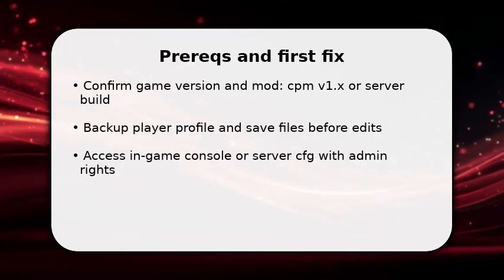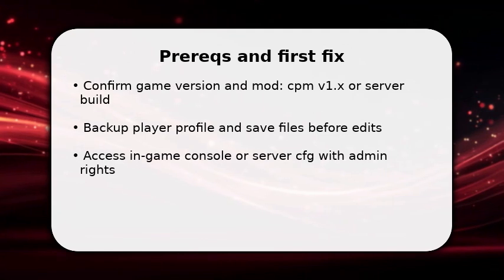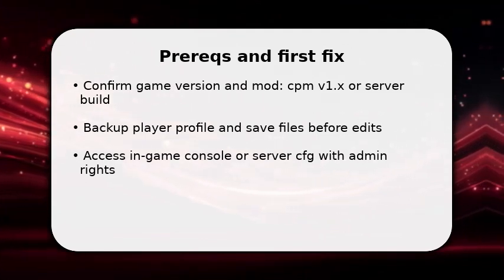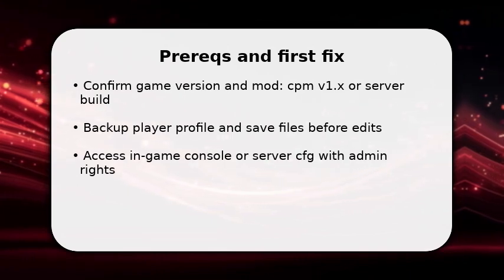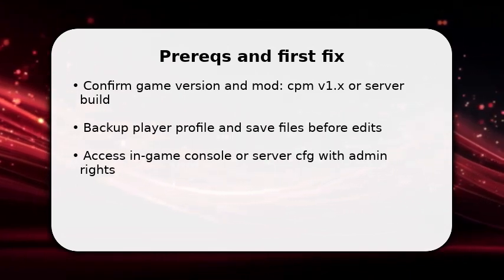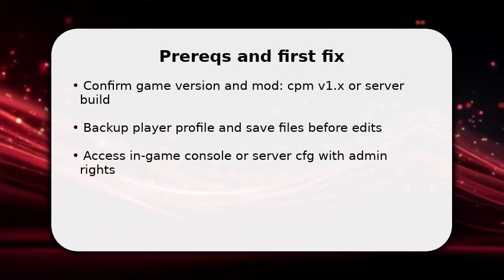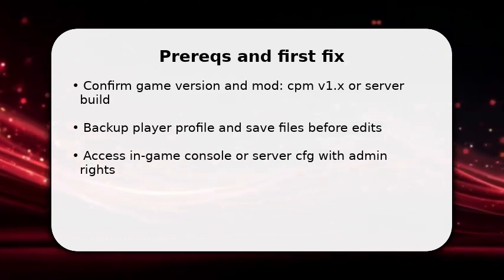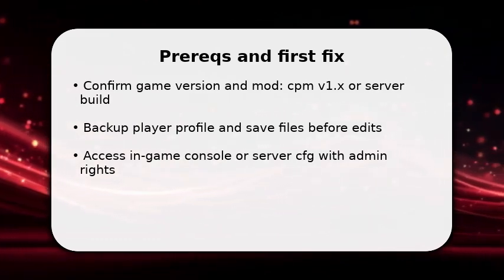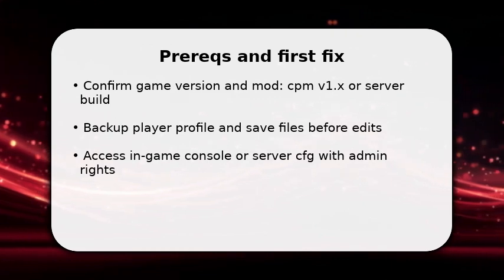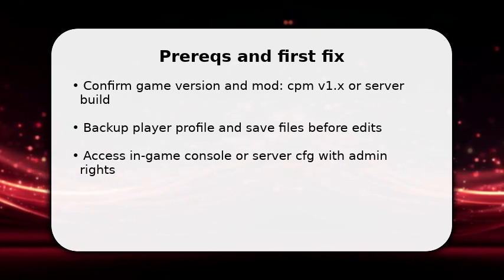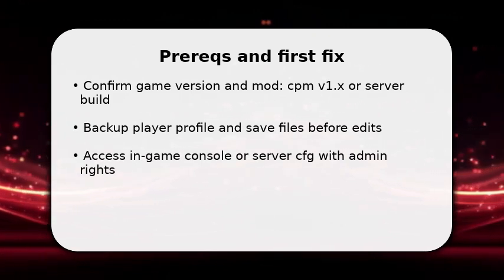You begin by verifying the exact CPM build and confirming you have admin rights. This matters because file paths and commands vary. Once done, back up the player profile and any wallet or coins file so you can revert if needed. Next, open the in-game console or server configuration folder and locate the coin balance variable or JSON entry. This is the first actionable step to correct negative balances without guessing.